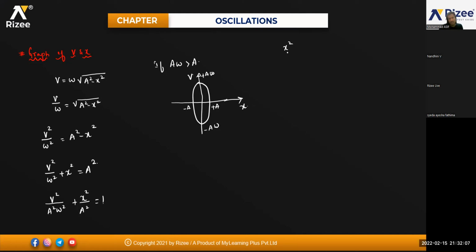Because we know that x square divided by a square plus y square divided by b square is equal to 1. This is the equation of your ellipse. So that is the reason for this one. So if I'm taking the relation a omega is lesser than a, in this case, we'll be getting the graph between x and v.